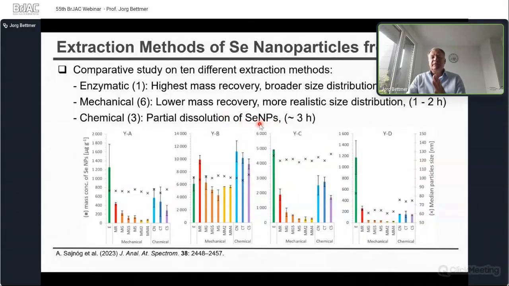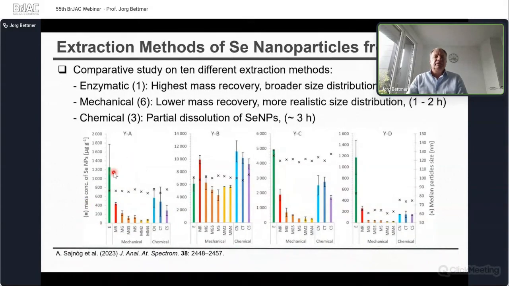And this, of course, doesn't represent the original status or the original nature of the selenium nanoparticles in the sample itself. Here you can see a graph where they show the different approaches on 4 different yeast samples. On the one hand side, you see the mass concentration of selenium nanoparticles that could be extracted by these different methods.